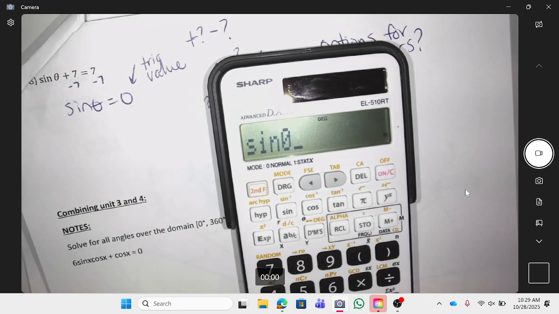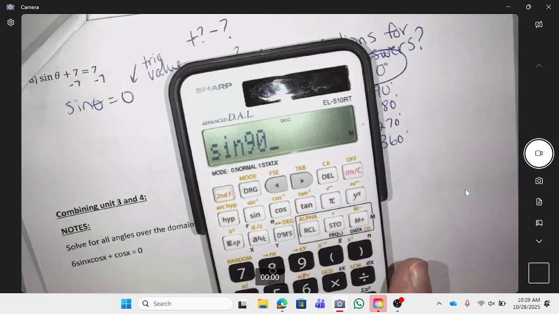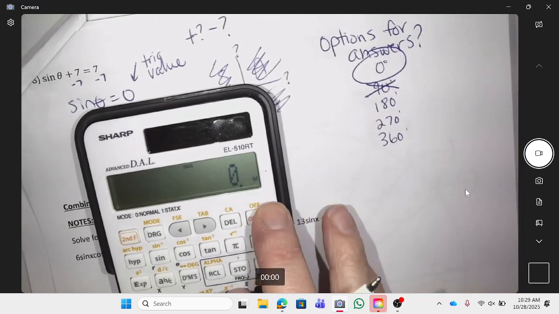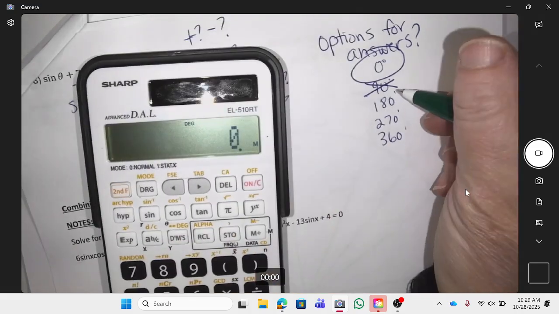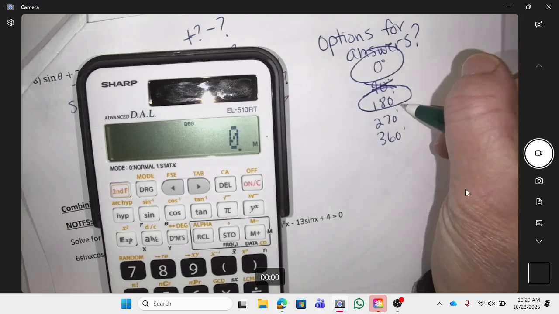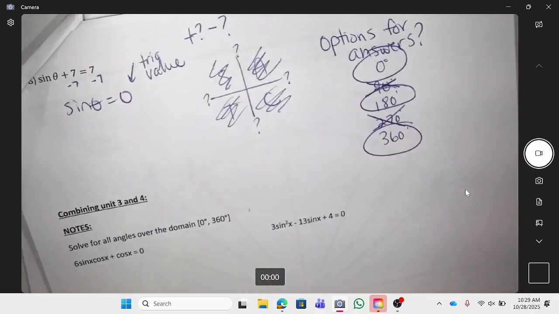So does 0 degrees, so sine of 0, does it give you 0? Yep. Okay, so 0 degrees is an answer. The sine of 90, will it give me 0? No. So cross that off, it didn't work. Sine of 180? Yep. Any predictions? There's 3 answers to that. Okay, so that one was a little tricky because it wasn't positive or negative.